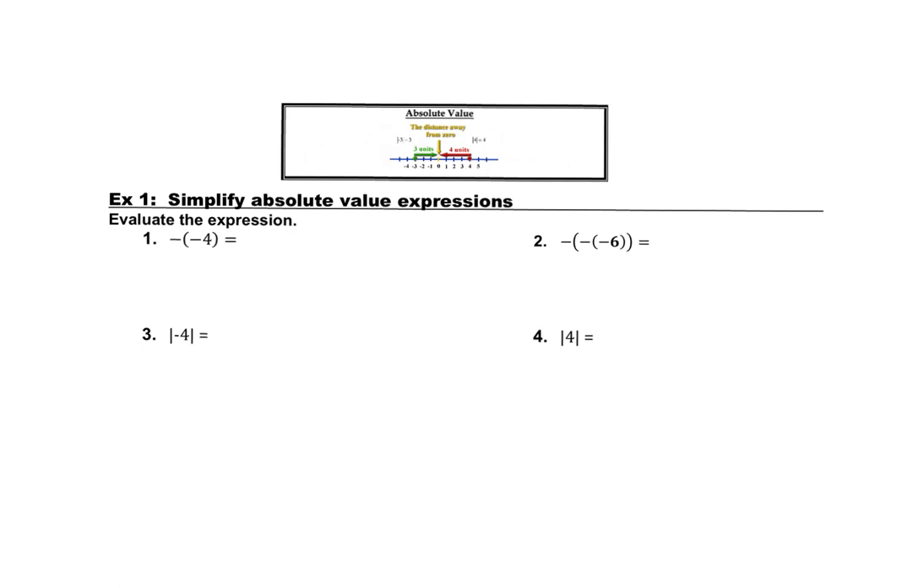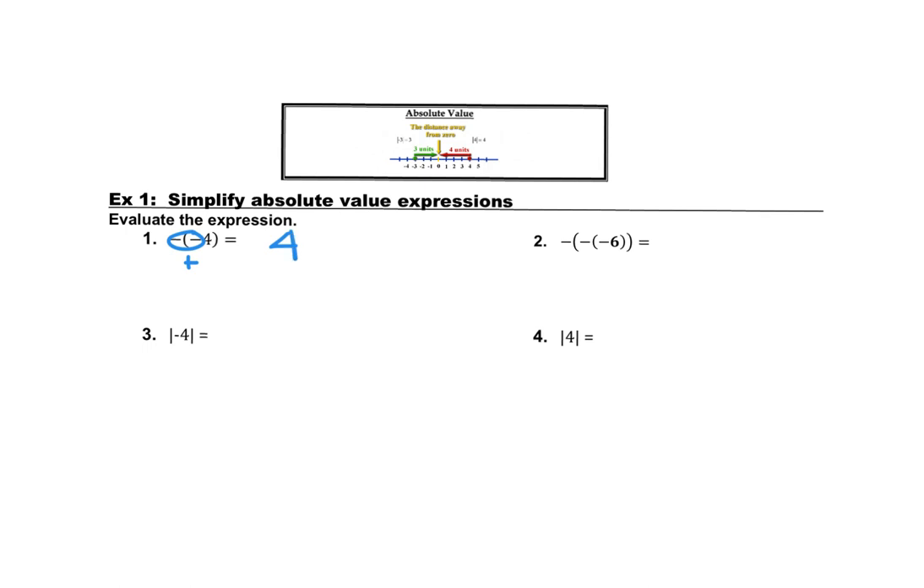All right, example 1, simplify the absolute value expressions. So take a look at number 1 and number 2. When we have a parentheses, that is not the same thing as the absolute value. When we have parentheses here, as we do in number 1, those parentheses are simply making sure that these two negatives don't run together. So in this case, we have two negatives with that parentheses that is going to make a positive. So the opposite of -4 is +4.